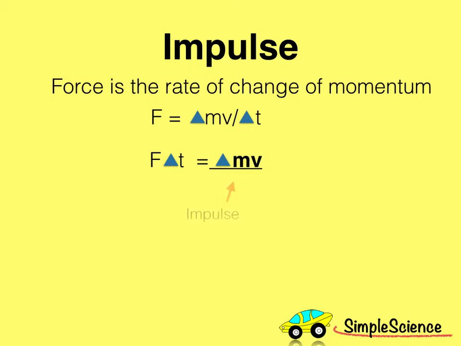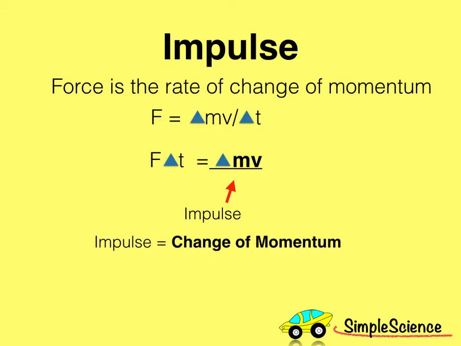And impulse is basically delta mv. Another way of saying impulse is the change of momentum. That's it. Impulse is the change of momentum. Get it in your head. So impulse is therefore F multiplied by delta t, as we saw in the second equation above. Impulse, the change of momentum, is equal to force times the time in which that force acts. Okay?